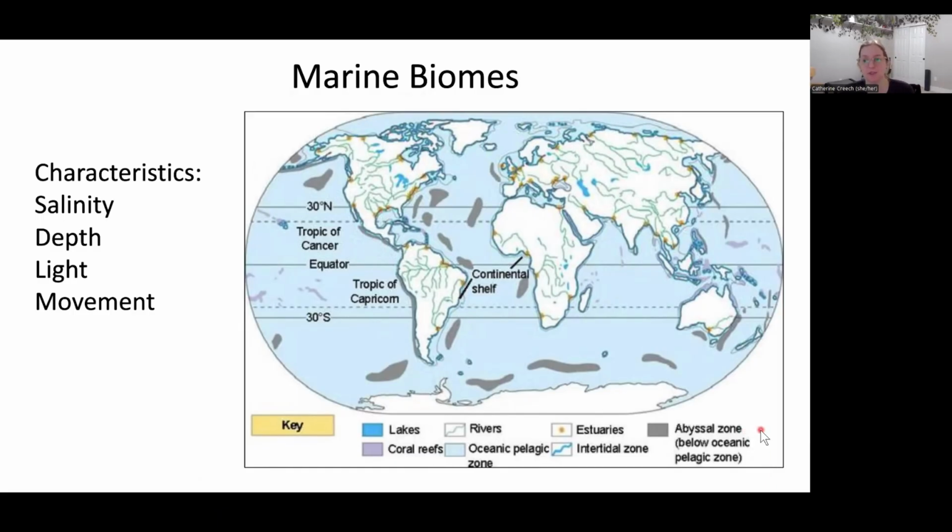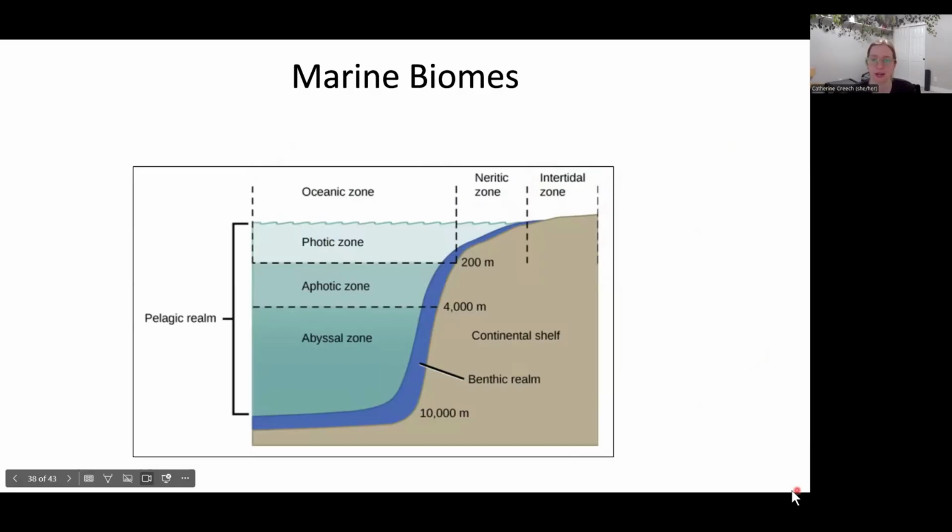Let's talk about marine biomes next. Now, marine biomes are characterized by the salinity of the water, which means the salt content of the water, how deep the water is, how much light penetrates the water, and how much the water is moving. When we think about marine biomes, we can break them into different parts.